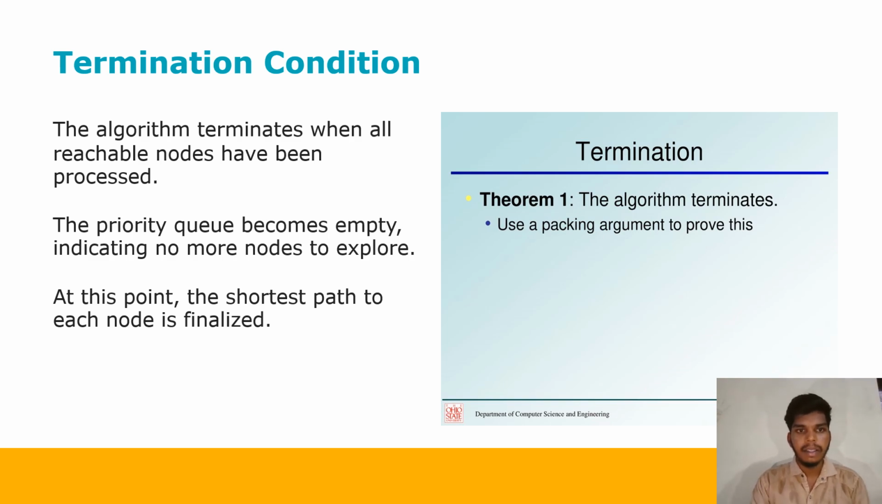Termination condition. The algorithm terminates when all reachable nodes have been processed. The priority queue becomes empty, indicating no more nodes to explore. At this point, the shortest path to each node is finalized.